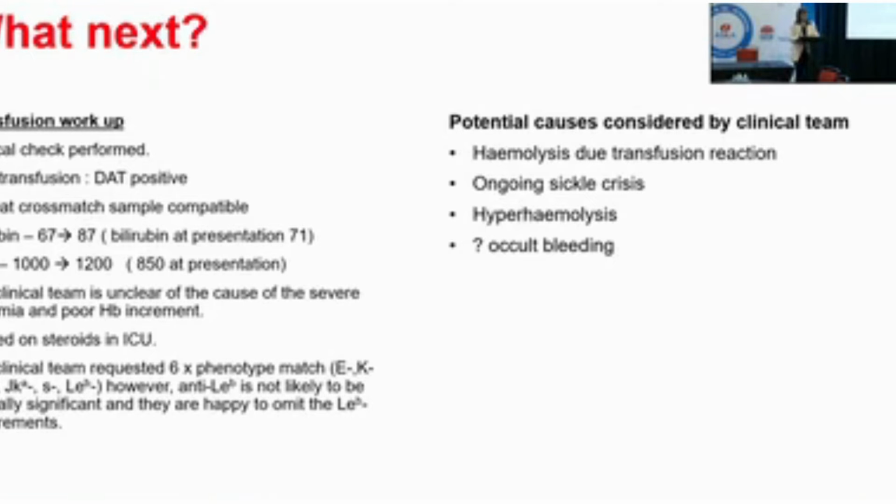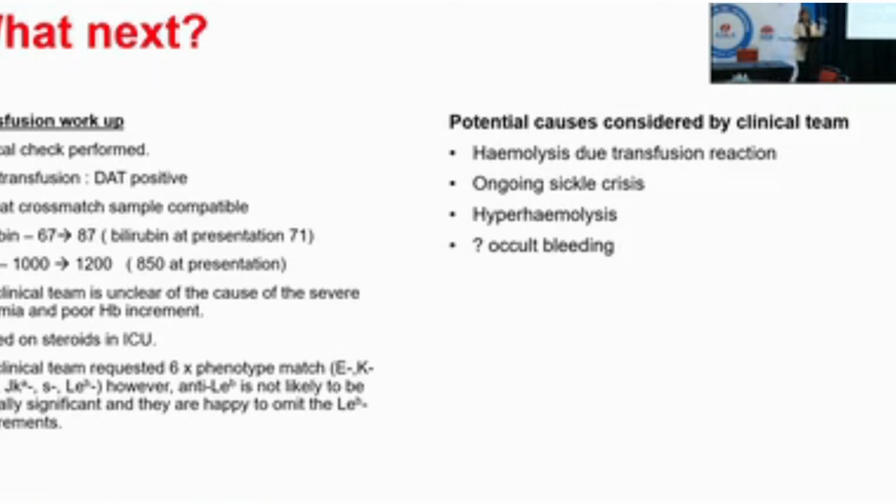The clinical team at that hospital was unclear of the cause. They considered hemolysis, which could be there because she developed a new S antibody. They considered ongoing sickle cell crisis. They considered hyperhemolysis. And did she perhaps have occult bleeding because she just had a miscarriage? Were there retained products or anything else? But they started her on steroids, and they requested from us 6 or 7 units to do exchange transfusion.